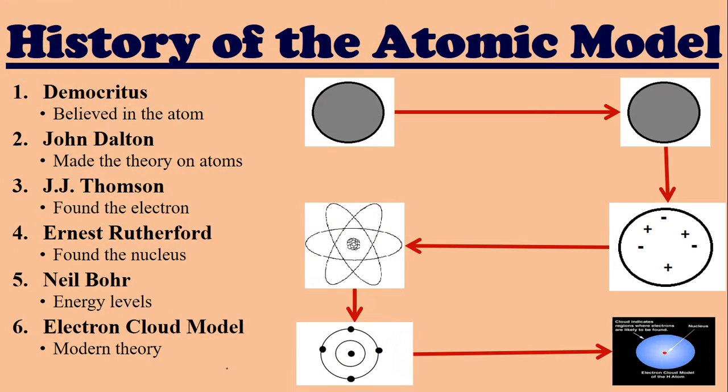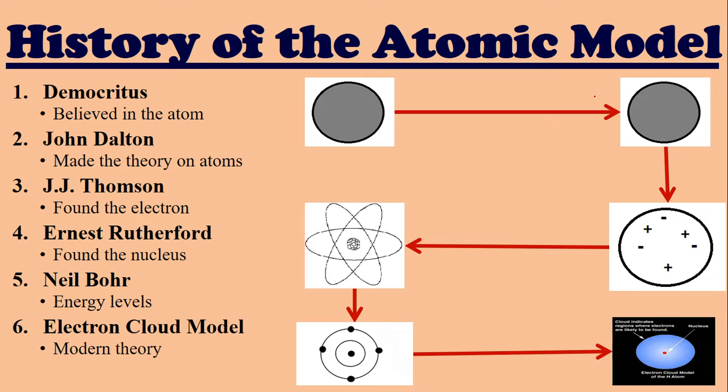Now, the history of the atomic model. This is very, very quick. There's a lot more to it. But the first person you need to know is Democritus. He actually believed in atoms. This is from more Greekish times when they really thought everything consisted of four main elements: fire, earth, air, water. He thought there were these other things that made up those components. And then, as you can see, it was just like a solid sphere.